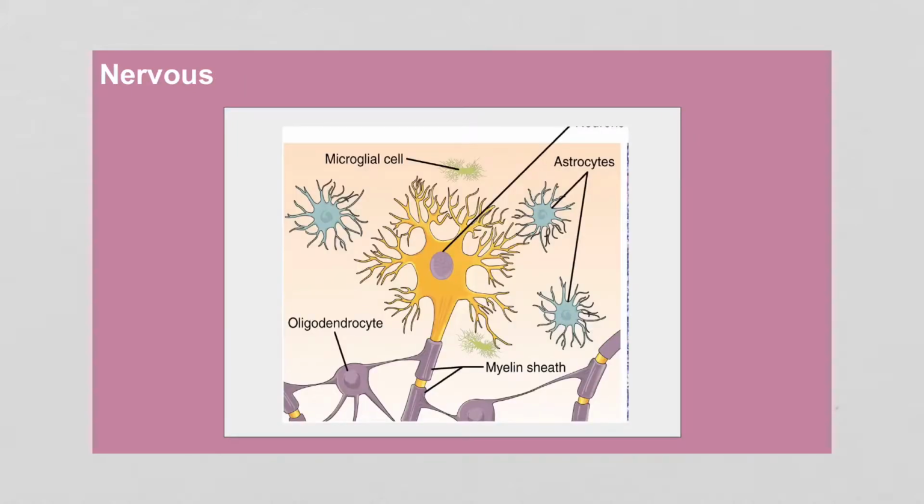The last type of tissue that we're going to talk about is nervous tissue. Nervous tissue is specialized to either send messages or to support the sending of messages. Nervous tissue is made of neurons, which are the communicating cells, and their support cells, which are called neuroglial cells. In a couple of weeks, we're going to go over all the different types of neuroglial cells. Right now, you just need to know that nervous tissue is made out of neurons, which send messages, and neuroglial cells, which support the neurons. Okay?